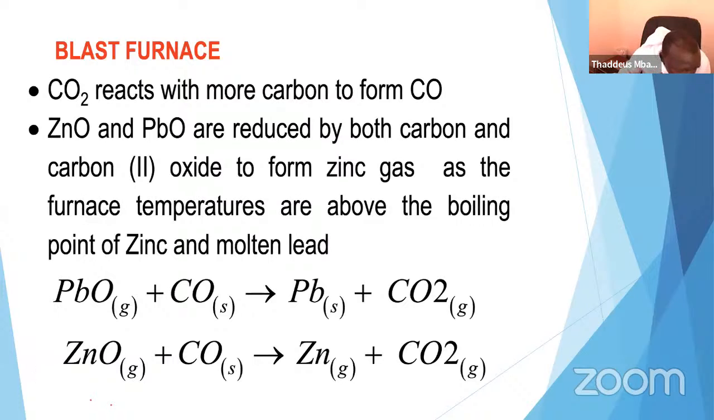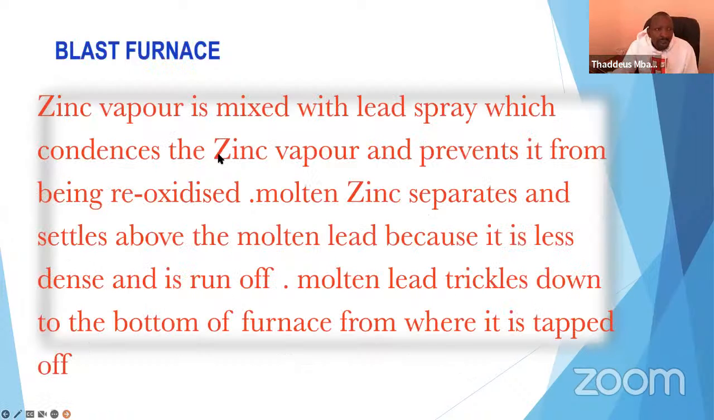We can continue. Now, blast furnace. Zinc vapor is mixed with lead spray, which contains the zinc vapor and prevents it from being reoxidized. Molten zinc separates and settles above the molten lead because it is less dense and is run off. Molten lead trickles down to the bottom of the furnace where it is tapped off.